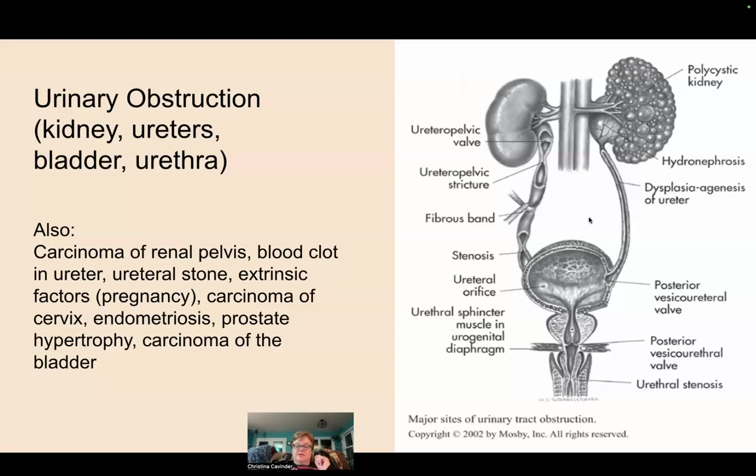Carcinoma of the cervix, which can spread, then endometriosis, which is endometrial tissue that could be on any of these surfaces that causes scar tissue to form. Prostate hypertrophy, like I talked about, where the prostate is enlarged. The prostate sits here at the bottom of the bladder. Or carcinoma of the bladder, where you have a large tumor in the bladder and it's blocking the drainage of urine.